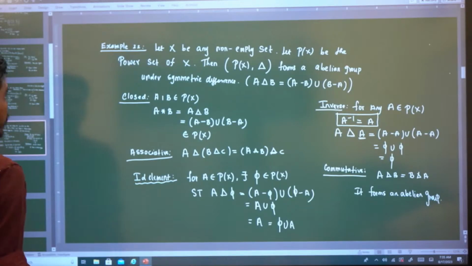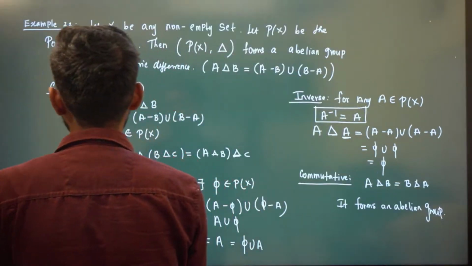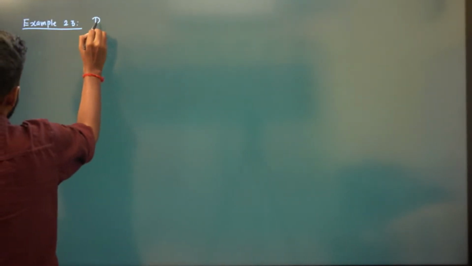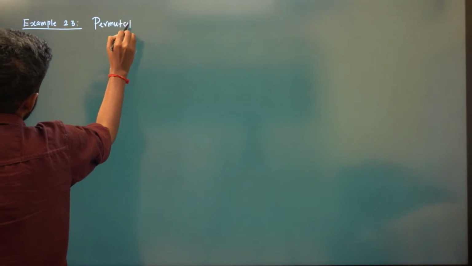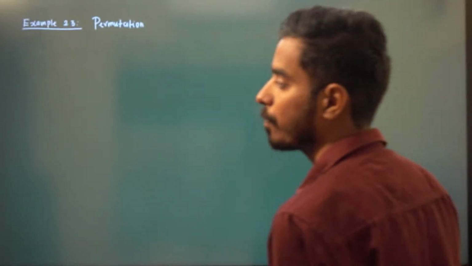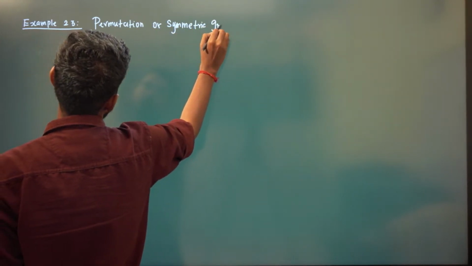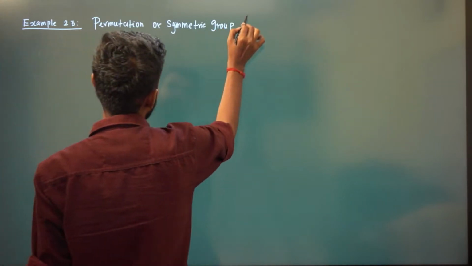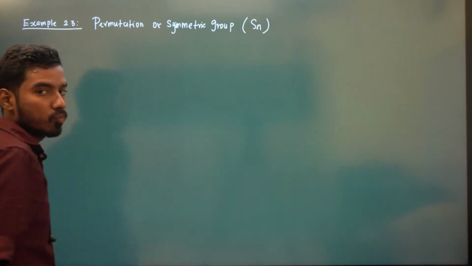So example number 23. Permutation or symmetric group. We will discuss this more in detail because we're going to study this separately as one topic, but as of now, I'm just going to tell the overview only. Permutation or symmetric group. It is called Sn. Symmetric group of order n.